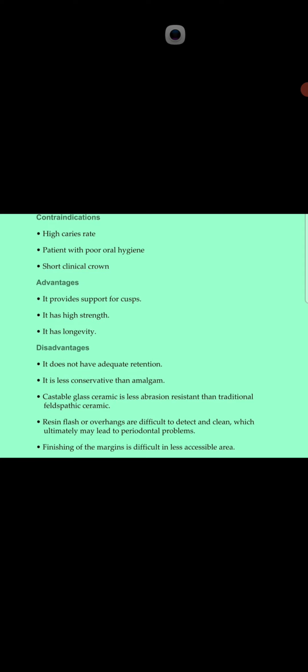It provides support for the cusp. It has high strength. It has longevity. What are the disadvantages? It does not have adequate retention. It is less conservative than amalgam because here we remove more tooth structure. Castable glass ceramic has less abrasion resistance than traditional feldspathic ceramic. And resin flash or overhang are difficult to detect and clean, which ultimately may lead to periodontal problems. Finishing of the margin is difficult in less accessible areas.